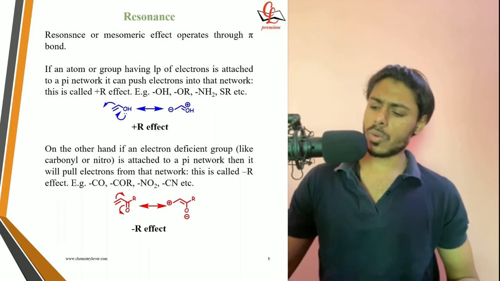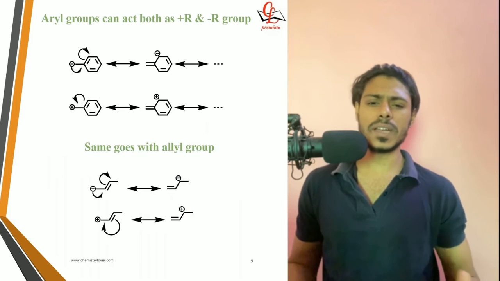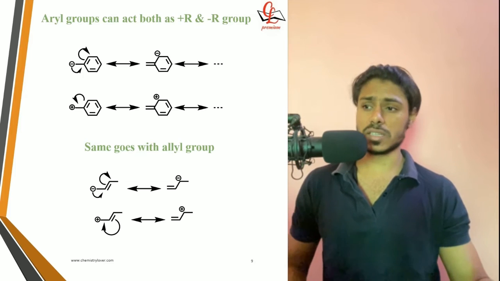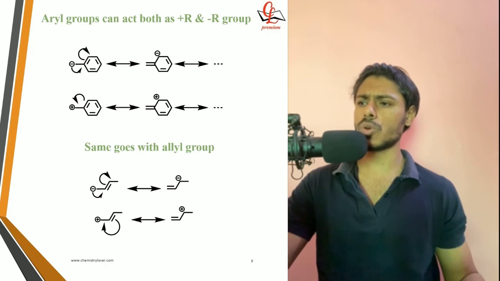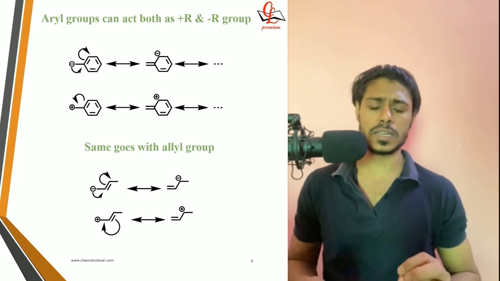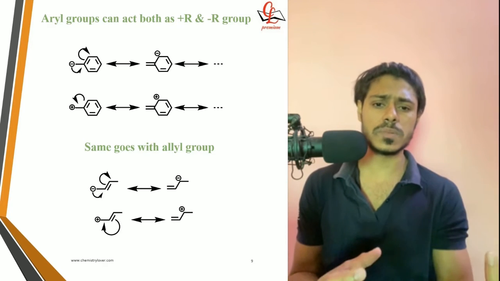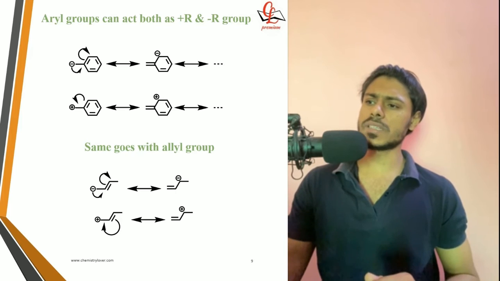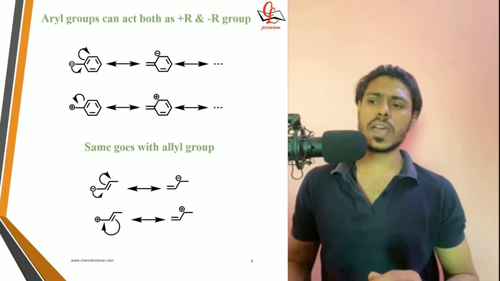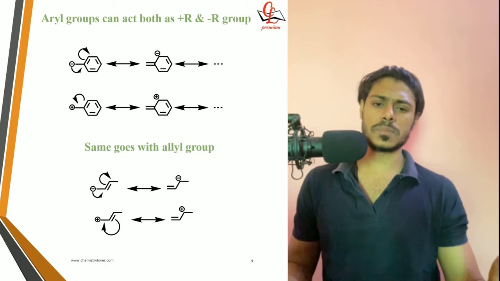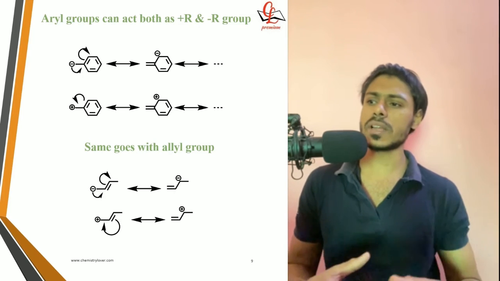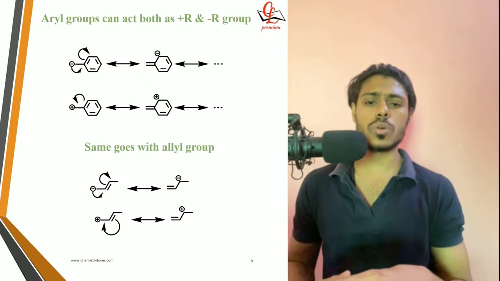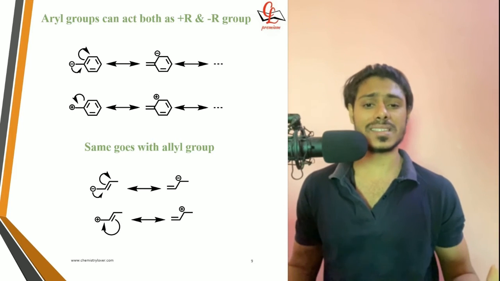Now when we talk about aromatic rings, aryl rings, they are very important and very interesting. You can see aryl rings can show both plus R effect and minus R effect depending on whether they are attached to a positive center or a negative center. In the first case, the aryl group is attached to some negative center, so it is pulling electron from the negative center and showing minus R effect, whereas in the second case it is attached to some positive center and it is pushing electron towards the positive center and showing plus R effect.